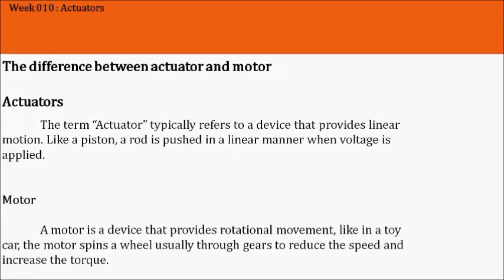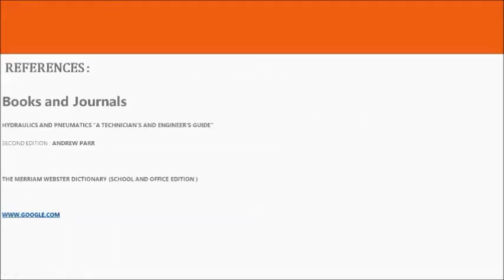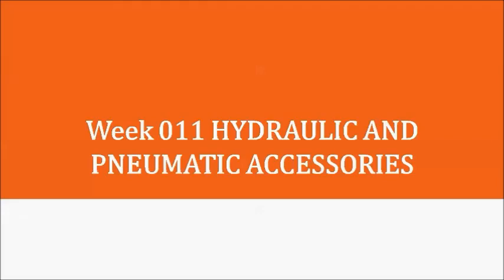Okay, that is the difference between these. Motor: rotational movement. Actuator: only in a linear manner, or pushes in a linear manner when the voltage is applied. Okay, that is the reference only for this discussion. We now go to the other part, week 11 of your LMS.